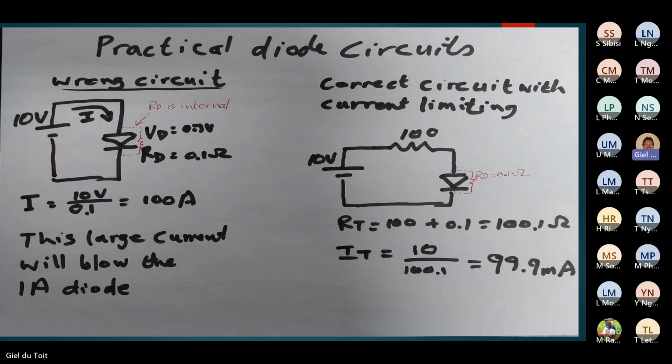So what will my total resistance be? 100 ohm, plus the 0.1 ohm resistance here. You see, that resistor is built into the diode. So my total resistance for this circuit will be 100.1 ohm. My total current flowing here will be limited to 10 volt divided by 100.1 ohm, that's 99 milliamp. And in this way, we actually limit the current.